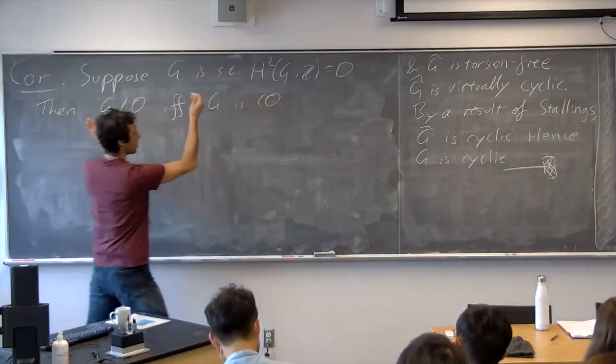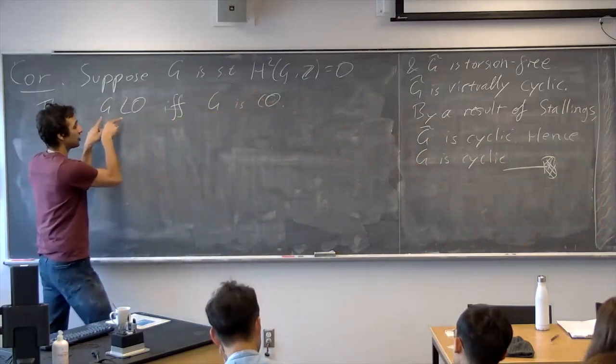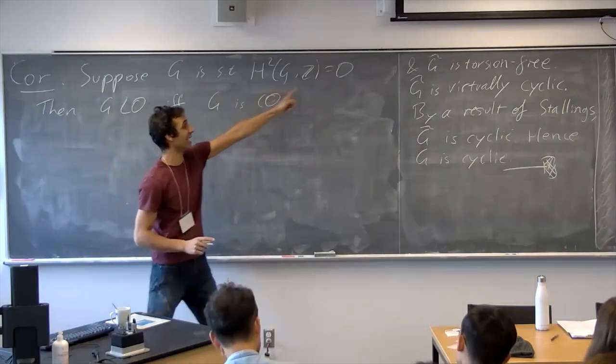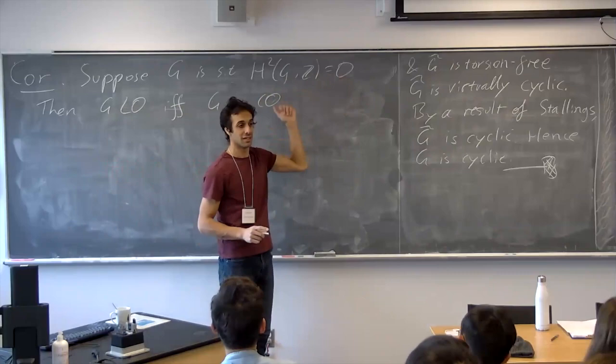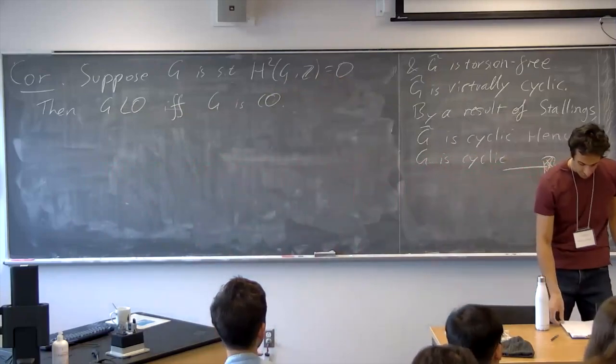Why does this follow? It's exactly because of that. Left orderable implies circularly orderable. We showed that already. If you have a circular ordering, it has to be zero in cohomology. So by the previous proposition, left orderable.